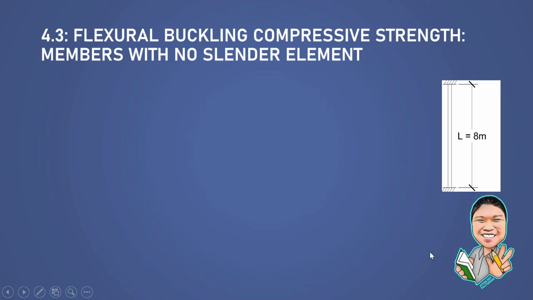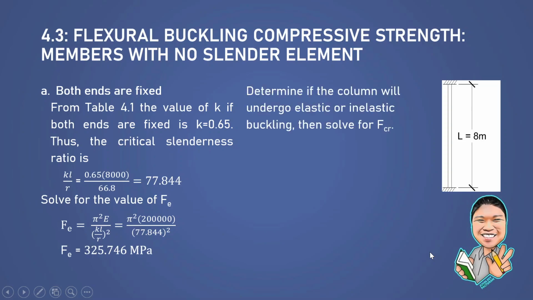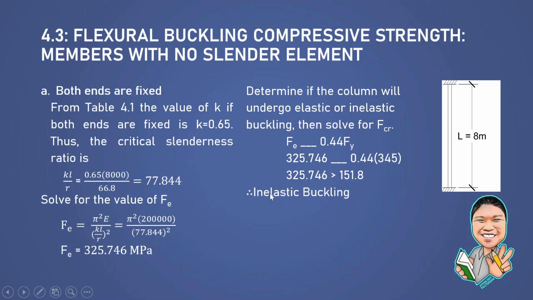Then, let's go back to the discussion. So, yung Fe is di natin alam. Tapos, kay 0.44 Fy. So, yung 325.746, ito yung kako-compute pa lang natin na Fe. 0.44, ang Fy po natin ay 345. So, 325.746, it is finally known na that is greater than 151.8. And as I said a while ago, that is greater than, so therefore, inelastic buckling siya.